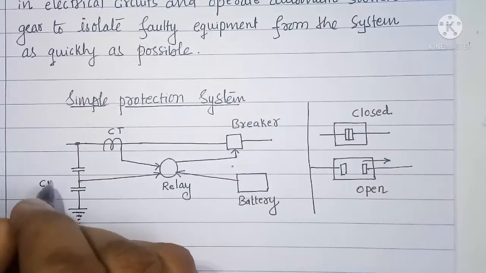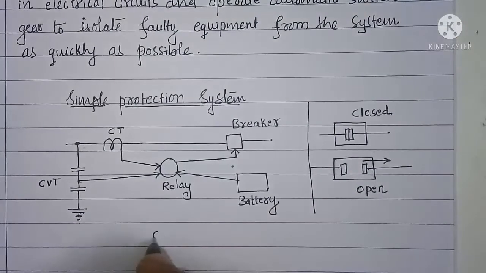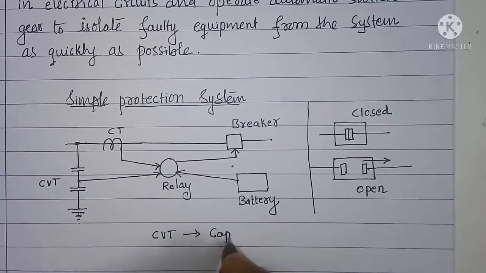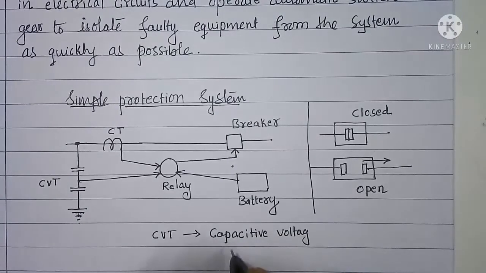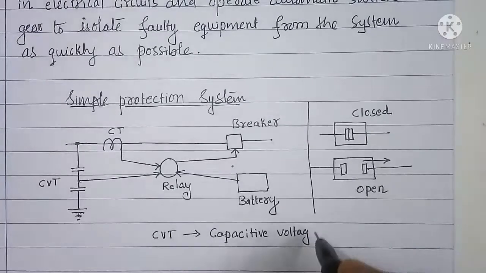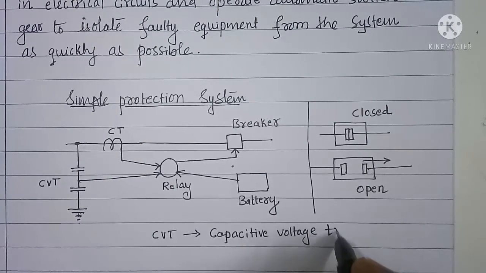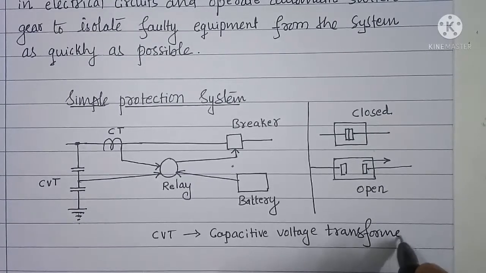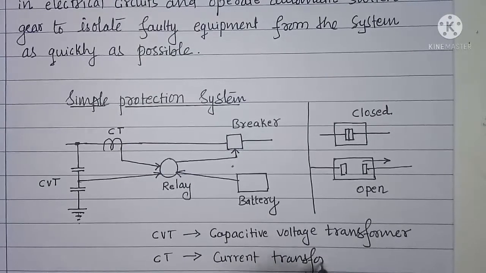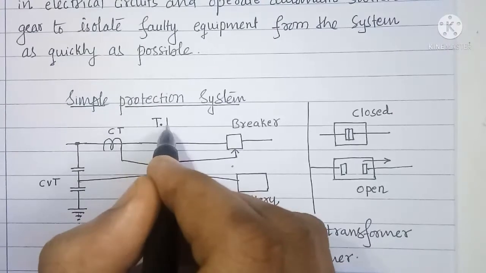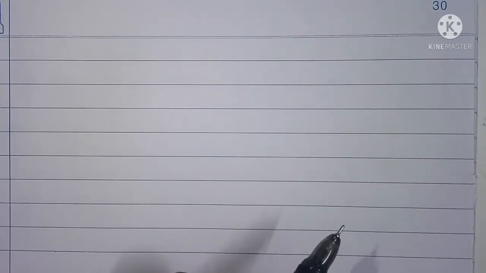So let us show here capacitive voltage transformer. CVT is capacitive voltage transformer, which we studied in high voltage engineering. CT is current transformer. And this is transmission line. Next, we will take up zones of protection.